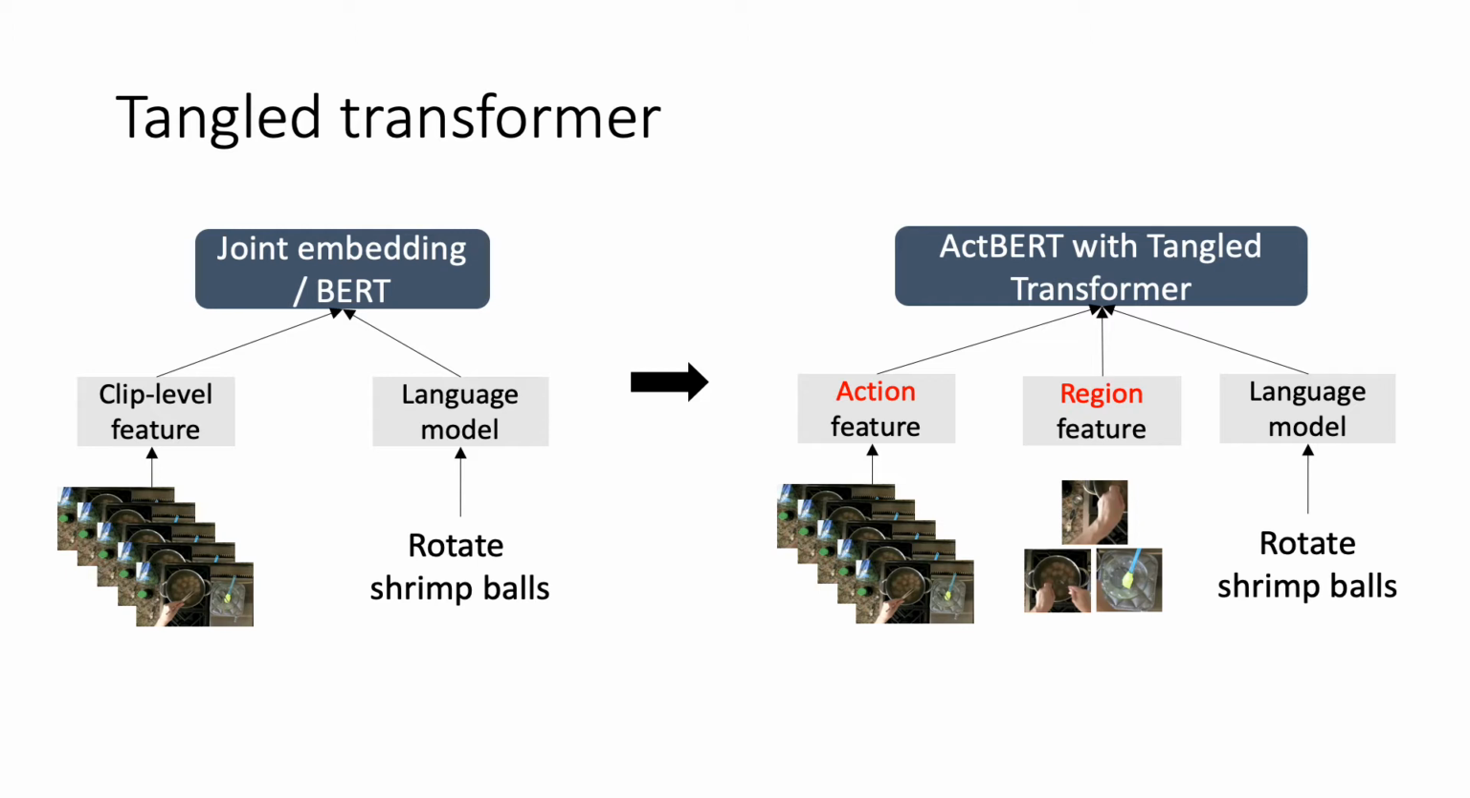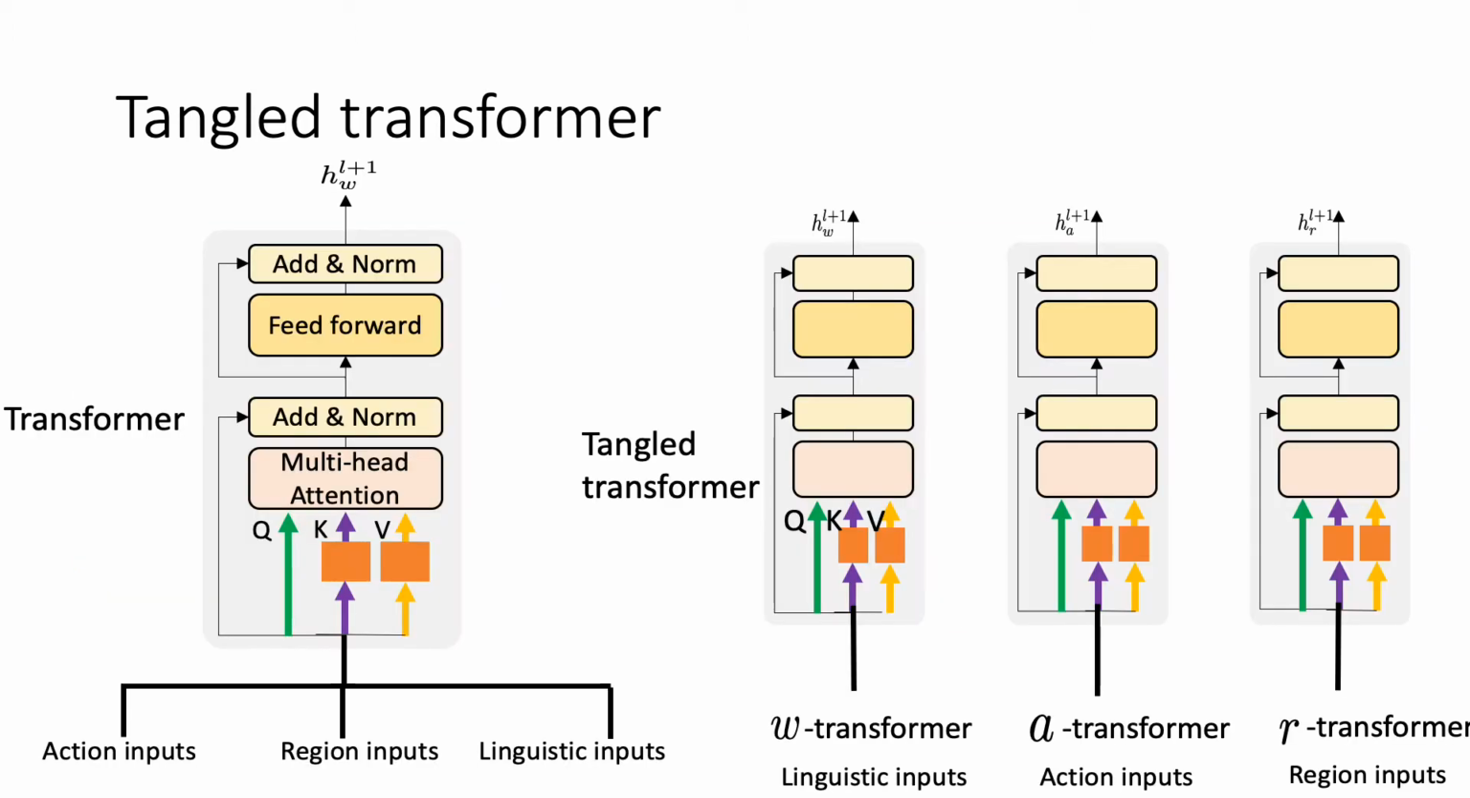In ActBERT, we leverage three sources of information for cross-modal pre-training, which are action-related features, region features, and the language embeddings. For example, visual features of shrimp balls are helpful to predict the token shrimp ball when it is masked out. I will now introduce a new transformer structure for the encoding of three sources of information.